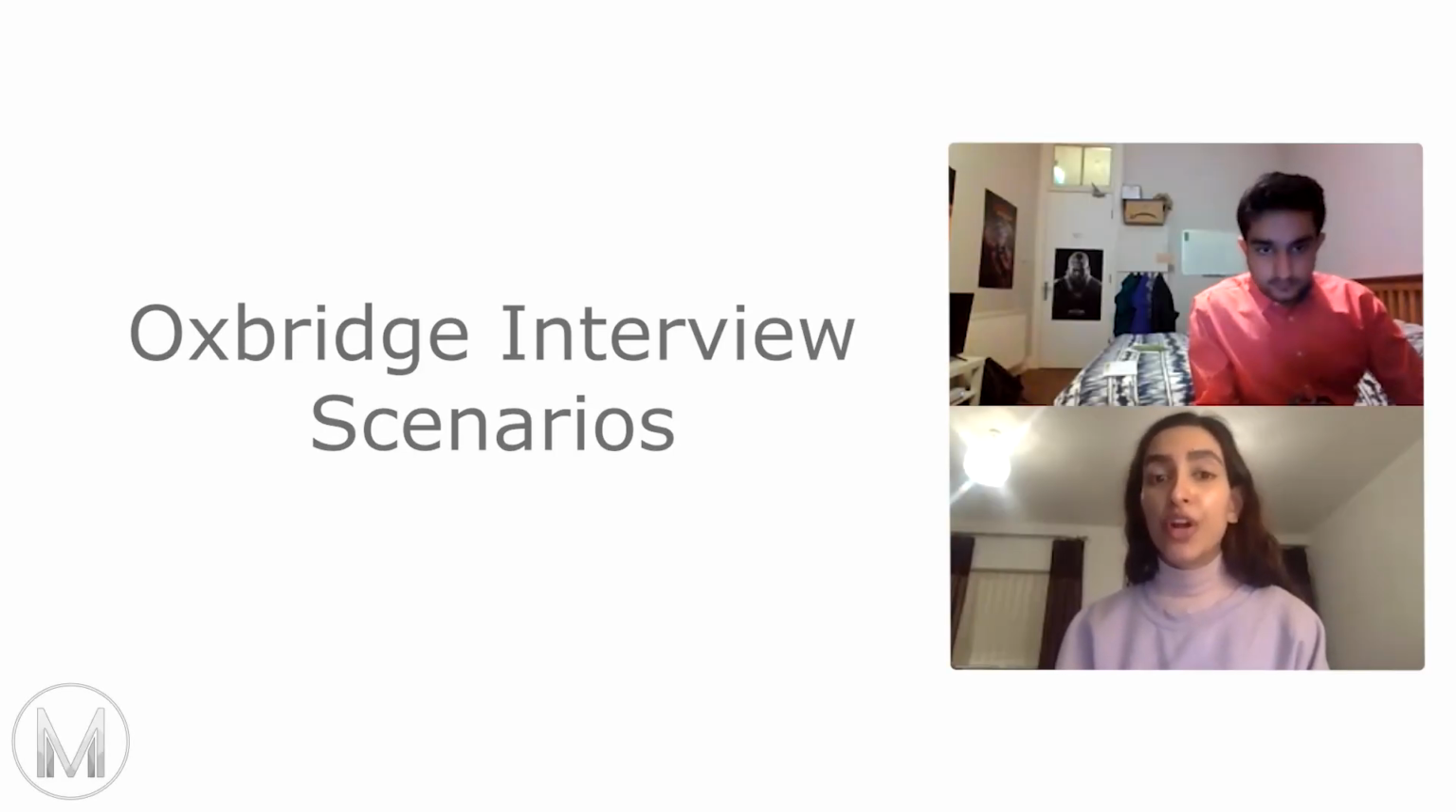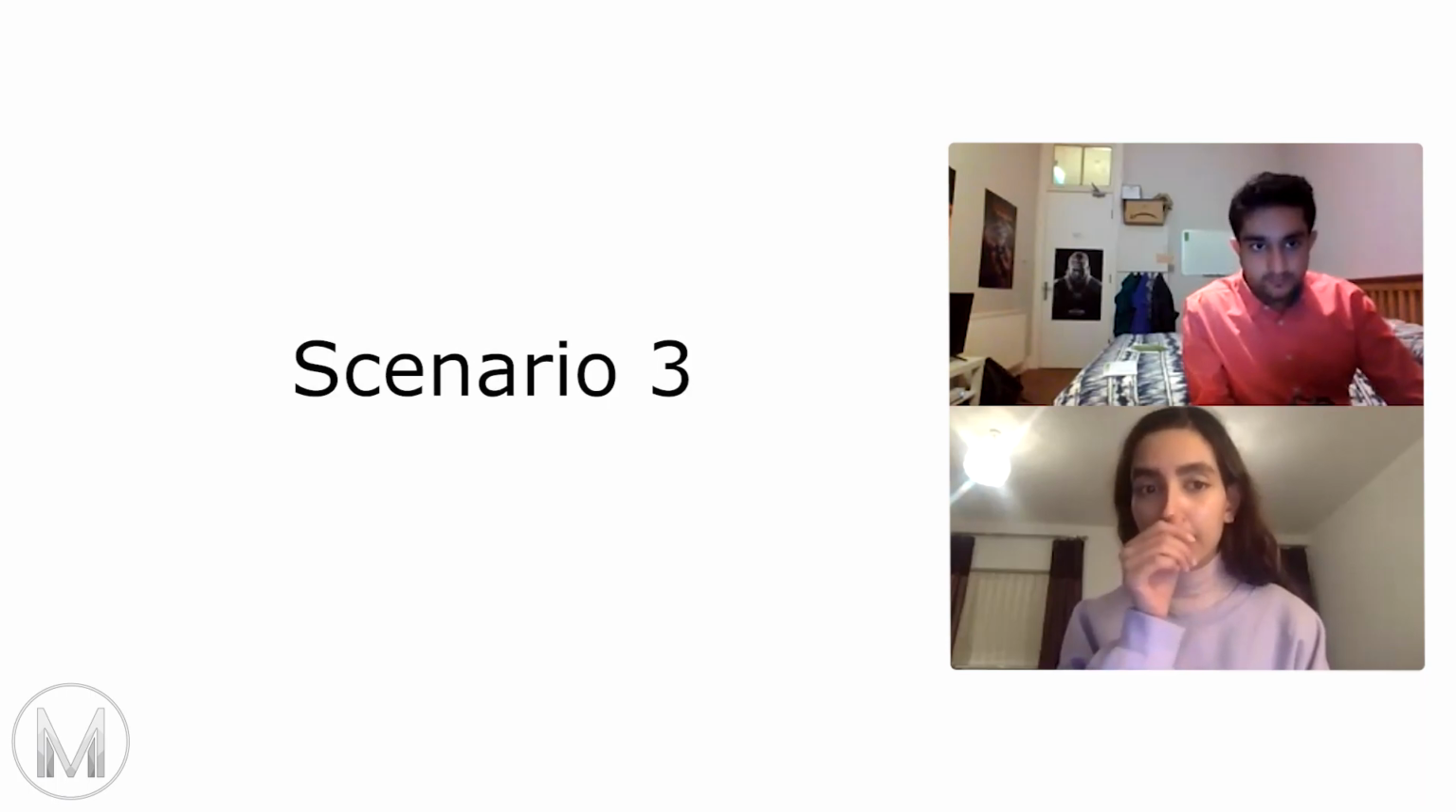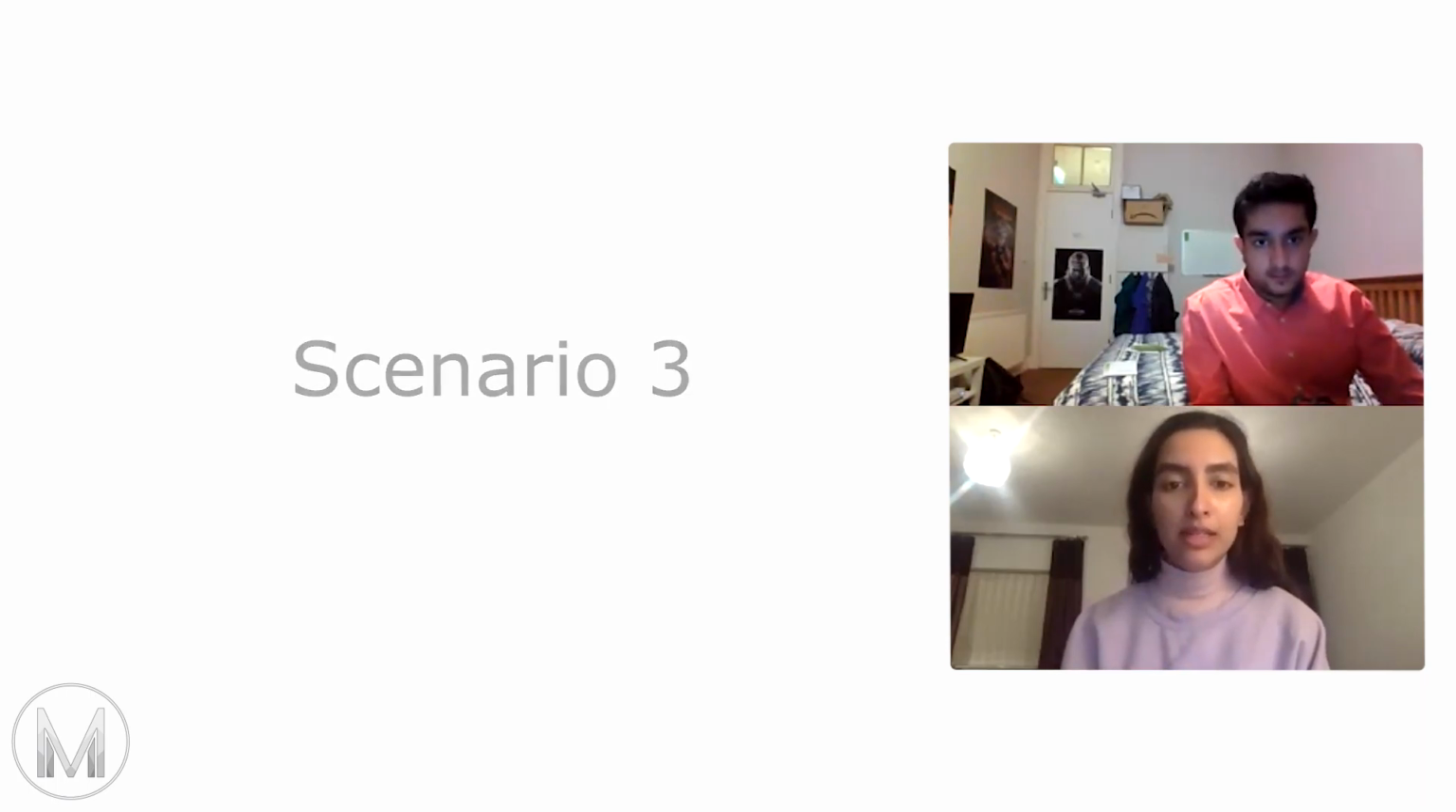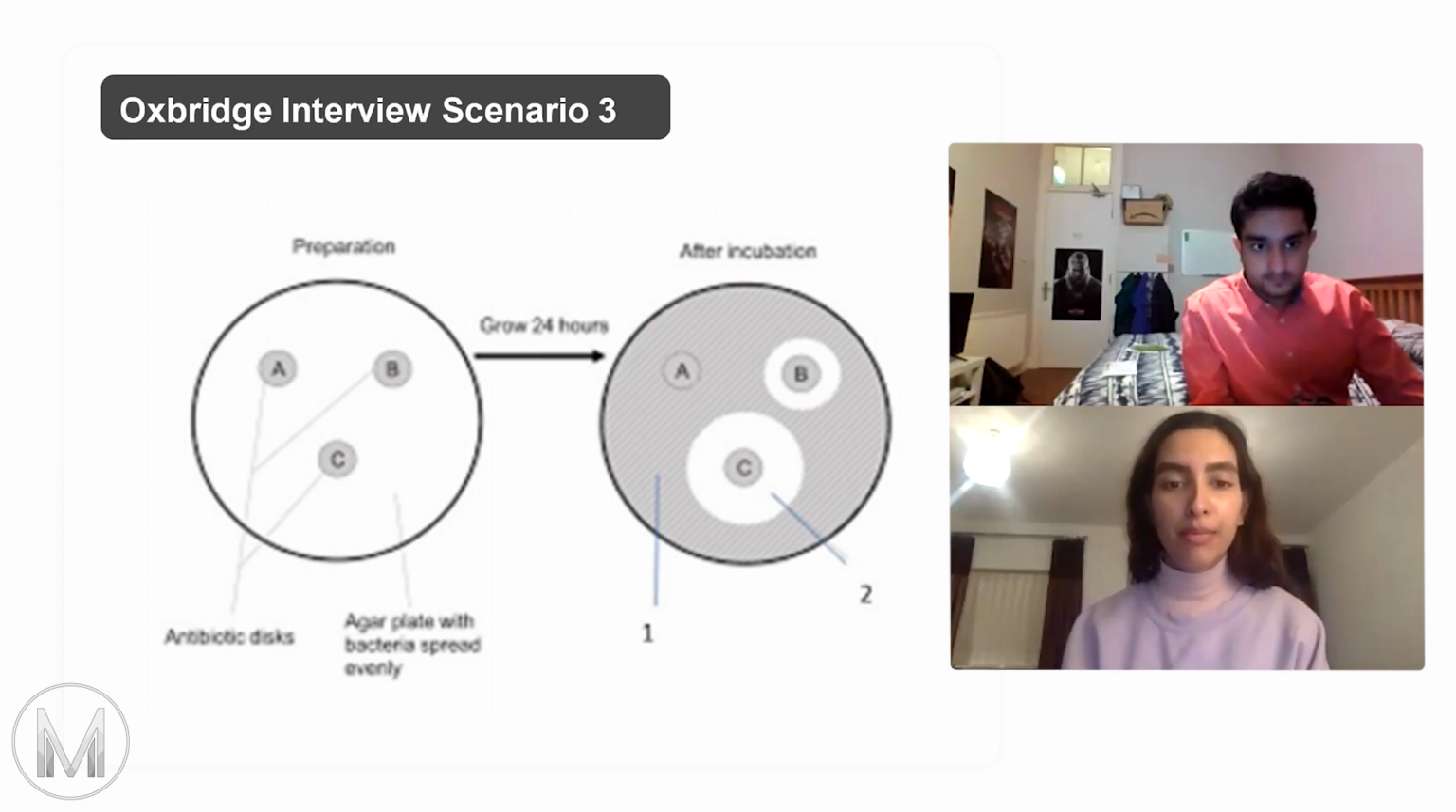So we're on to scenario 3 now on antibiotics. Can you see this diagram clearly? I can zoom in a little bit more. Okay. Can you see what the arrow labeled 1 is pointing at?